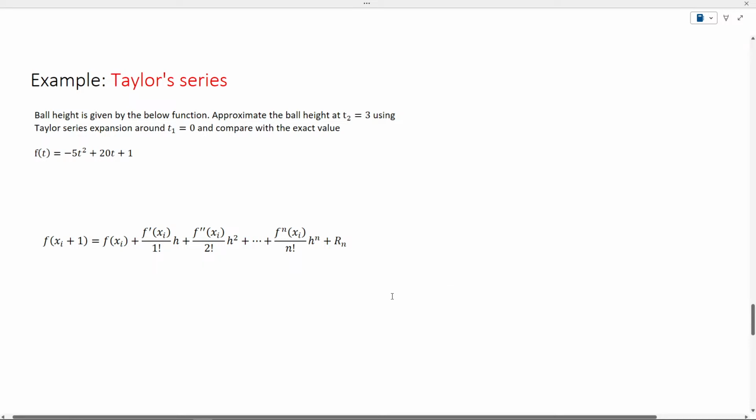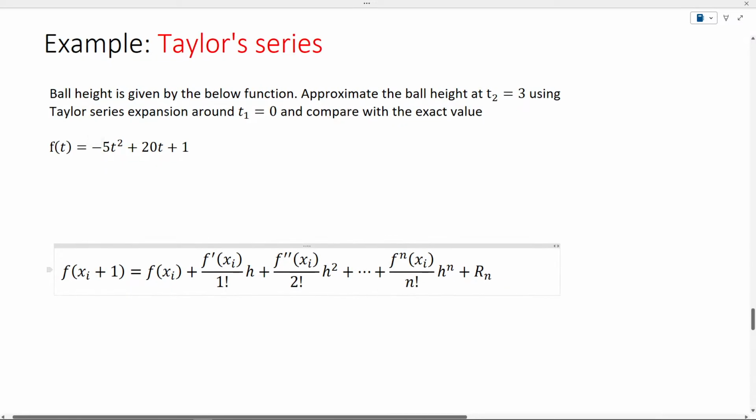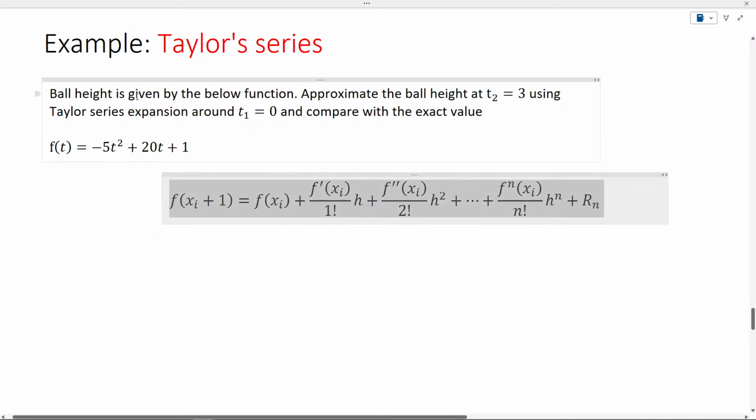Let's do an example. Let's see how we are doing in time. So not bad. Okay, let's do an example, and maybe with an example it will become clearer. So here, let's see what we have. A ball height is given by the below function. Approximate the ball height at t equal to 2 using a Taylor series expansion around t_i, which is equal to 0, and compare with the exact value.